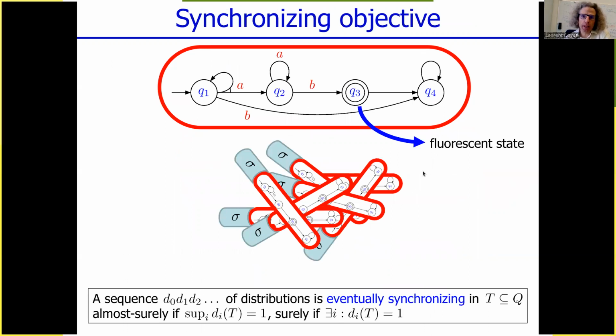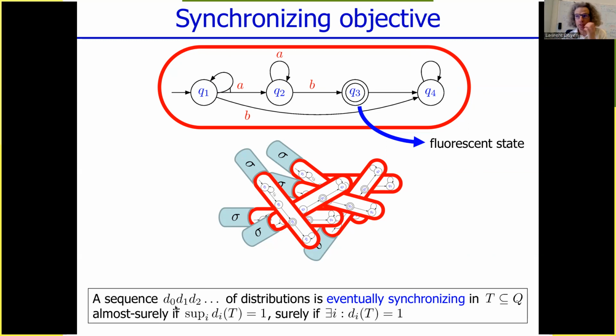The kind of objective that we will consider are called synchronizing objectives. It is illustrated here with the state Q3, which imagine is a fluorescent state, which means that when the bacteria are in that state, they will emit a little flash. Now, if only a few bacteria are in Q3, the flash will be almost invisible. So what we would like is that all the bacteria, or almost all the bacteria, are in Q3 at the same time. And that's the idea of synchronization. All copies of the system will be in the same state at the same time.